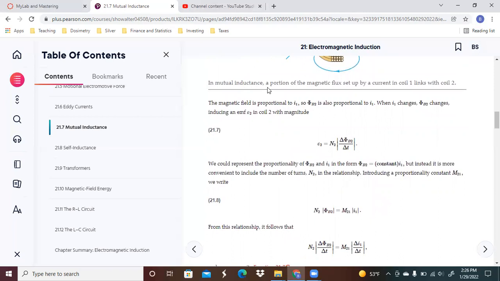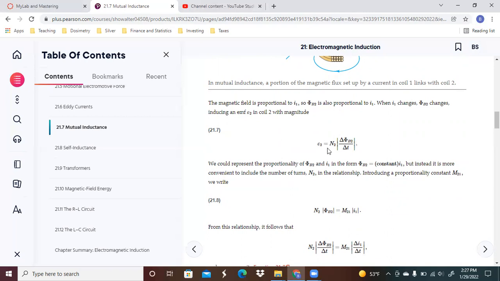So in mutual inductance, a portion of the magnetic flux set up by a current in coil 1 links with coil 2. The magnetic field is proportional to that current i1, so the flux Φ sub B2 is also proportional to i1. When i1 changes, Φ sub B2 changes, inducing an EMF 2 in coil 2 with this magnitude.